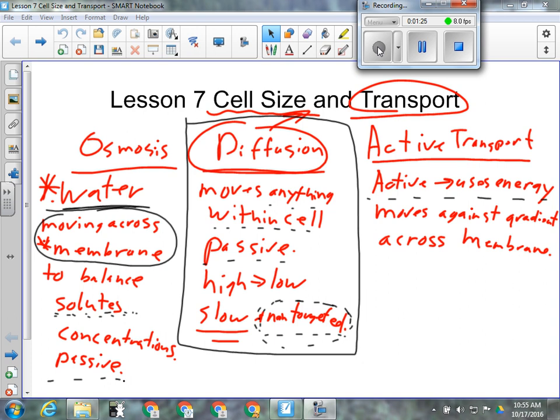It is also passive, so the cell has no control over it, but it requires no energy for it to happen. It always moves from high concentration to low concentration, because that's how passive processes work. It is slow, and it is not targeted. It's not like mailing something to somebody, where it goes from A to B.